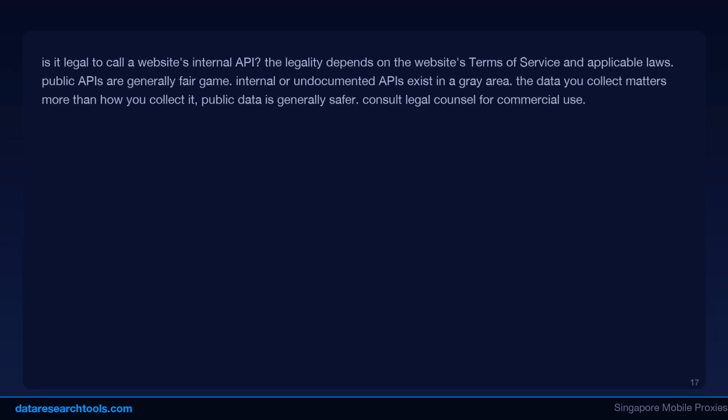How do I find hidden API endpoints? Use your browser's Network tab in Developer Tools. Filter by XHR or fetch requests. Interact with the page and watch for requests that return the data you need. You can also check the page's JavaScript source for API URL patterns.